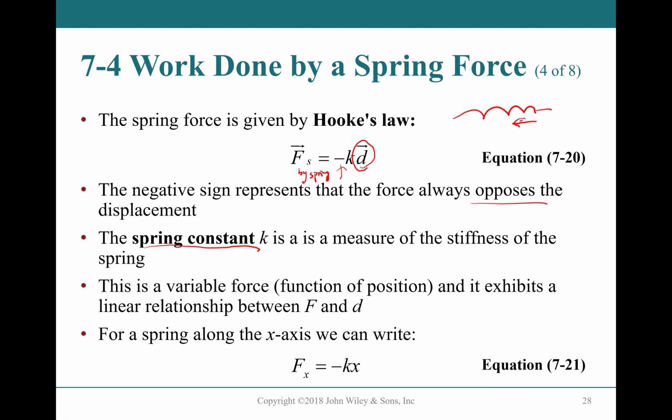The spring constant K is a measurement of the stiffness of the spring. This is a variable force. F is a function of d, and it shows a linear relation between F and d. If we have the stretchment or compression along the x direction, then we can write Fx equals negative Kx. Okay, so remember this equation. This is the spring equation, and it's very important.